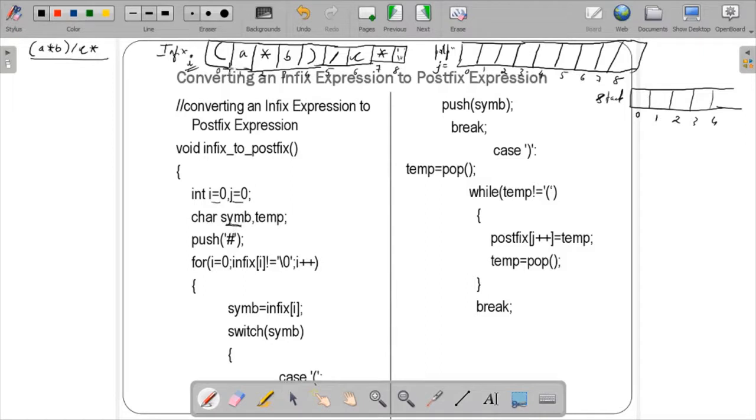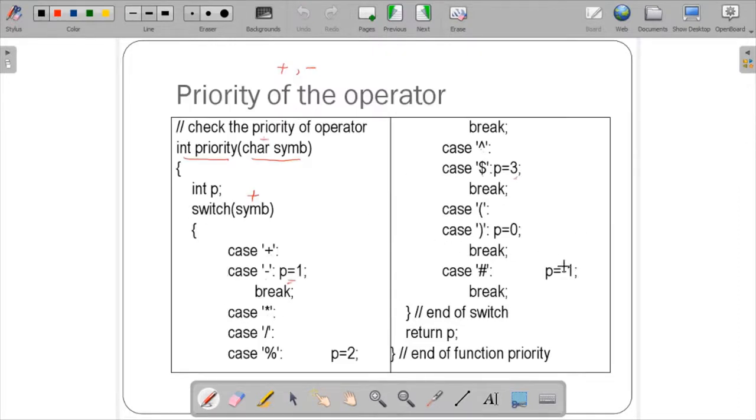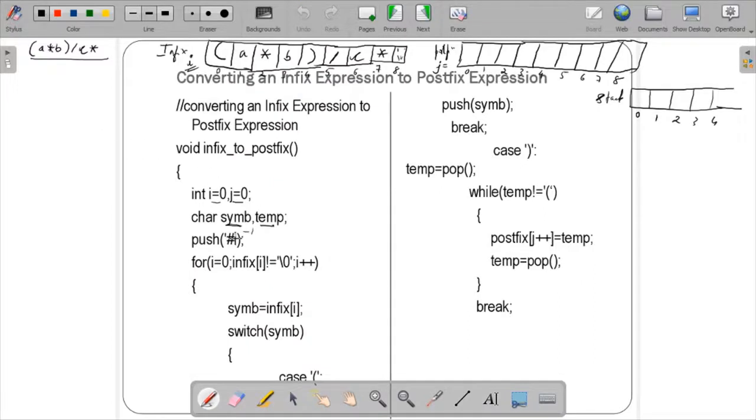And sym is nothing but each character or operator that will be stored in this particular sym. I also need a temporary variable, which I'll use whenever I pop. Initially my stack does not have anything. So when my stack is empty, push hash, which will actually hold priority -1. So my stack is empty. That is push -1, and then I'll come to this particular for loop.